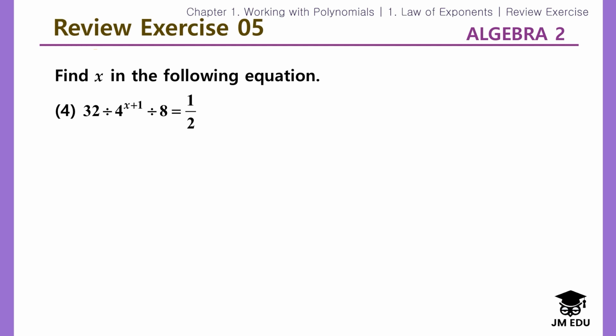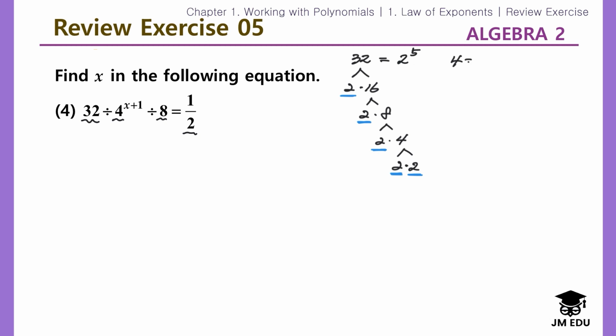Number 4, we have 32, 4, 8, and 1/2 here, right? So 32 is 2 times 16, and 16 is 2 times 8. 8 is 2 times 4, and 4 is 2 times 2. So how many 2's are multiplied? 1, 2, 3, 4, 5. So 2 to the power of 5 is equal to 32, right? So 32 is 2 to the power of 5.